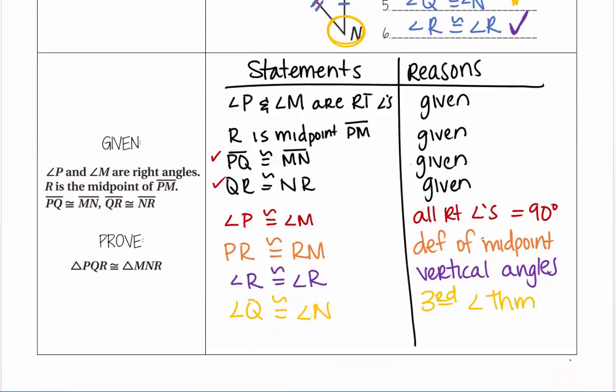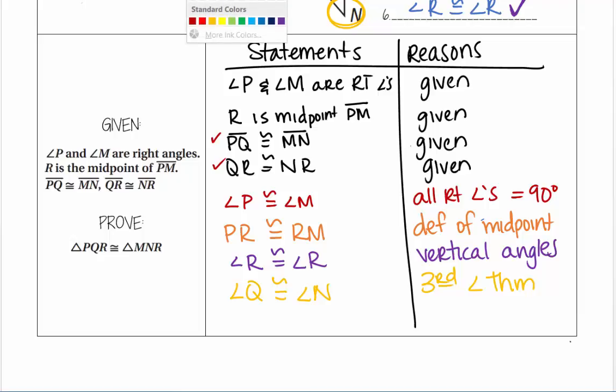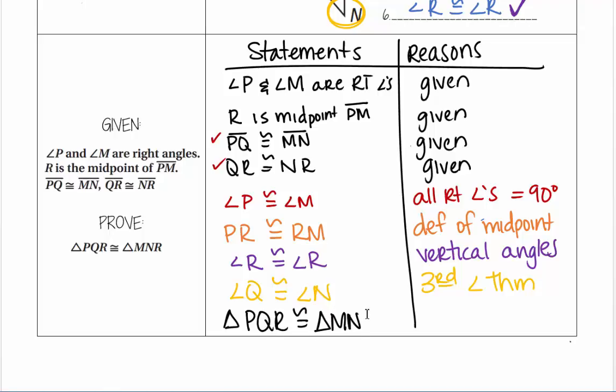So after I check all those six things off, then I know I can prove that triangle PQR is congruent to triangle MNR because all six corresponding parts are congruent.